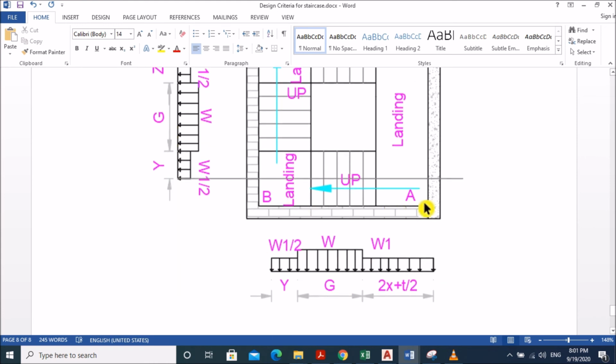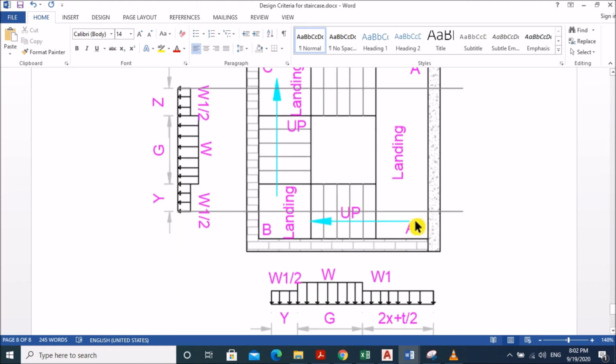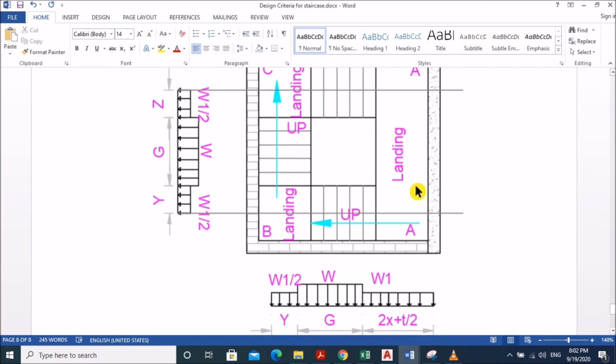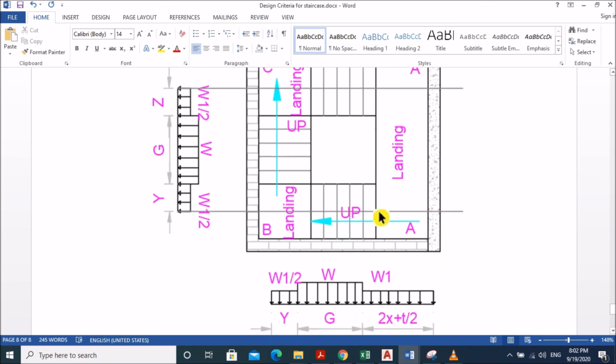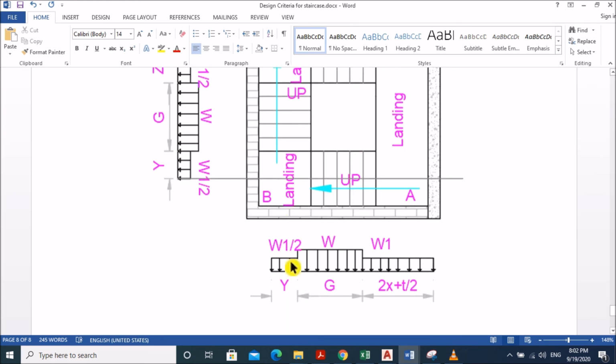Again, for BA, this is spanning in the transverse direction of the flight, and landing A is spanning along the longitudinal direction as in the flight. So we take only half of the 2y, that is y plus g plus 2x, because landing A is spanning in the same direction as that of the flight, plus T by 2, the thickness of the support.